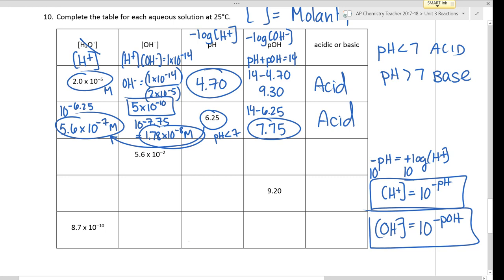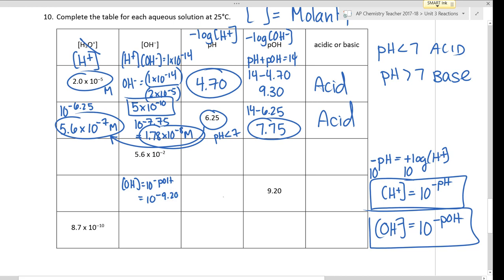Now that you know how to go one way, you can go the other way. So like here, if I know the pOH is 9.2, the OH is going to be 10 to the negative pOH. So it's going to be 10 to the negative 9.2. So plug that in your calculator, figure out what it is.